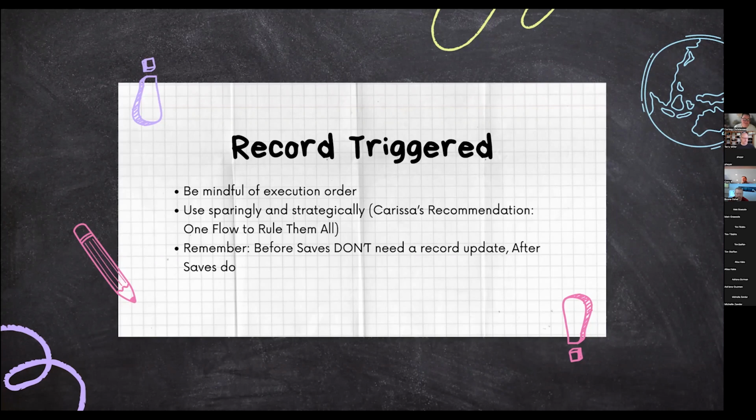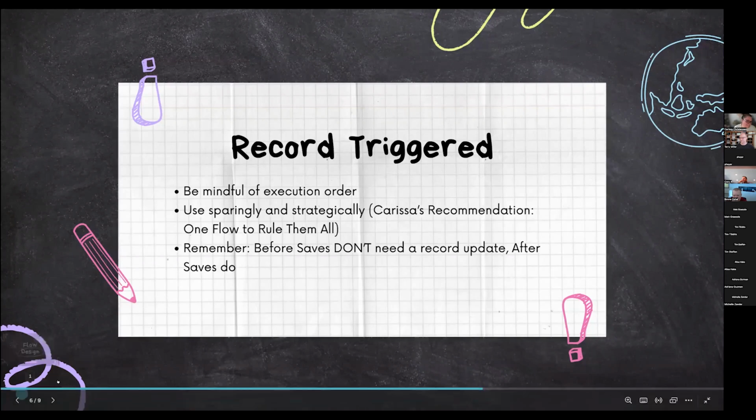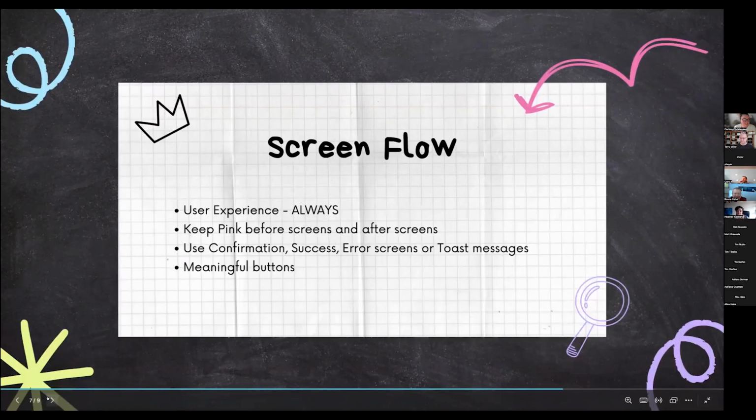And here's your fun fact in case you didn't know: if you're doing a before save record flow, you don't have to put an update because it's before it saves. So Salesforce will automatically update that record. Now you know. But after saves, you do have to put one in there because it's already saved. So don't forget. All right, that was your 5-second spiel on record triggered flows.